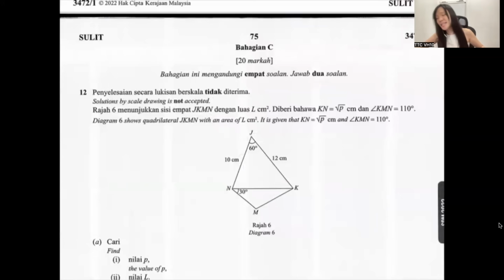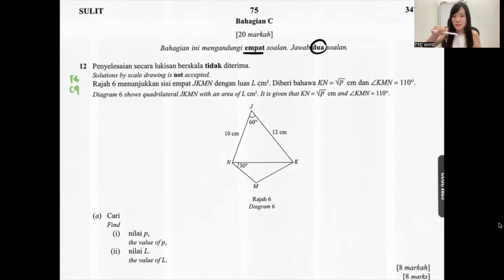Oh, section C. Section C, guys, has 4 questions. Just choose 2. My favorite is solution of triangles and index numbers. I will definitely ask my students to choose these 2, but of course, you can choose the rest also. I will do all for you guys, okay? The moment I look at this, straight away I know this is under Form 4, Chapter 9, solution of triangles. A very important chapter, it will affect other chapters as well, which means you must know it. So they say, Diagram 6 shows a quadrilateral JKMN.